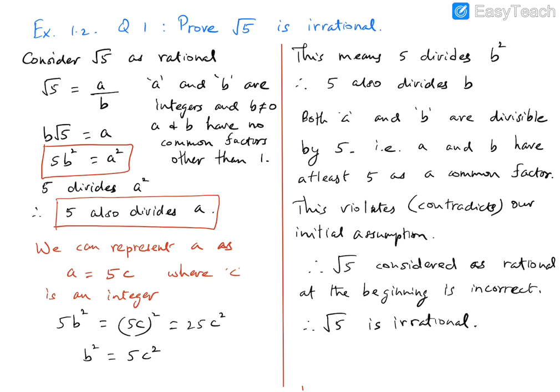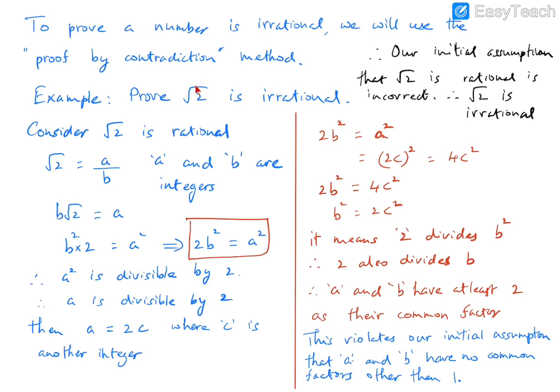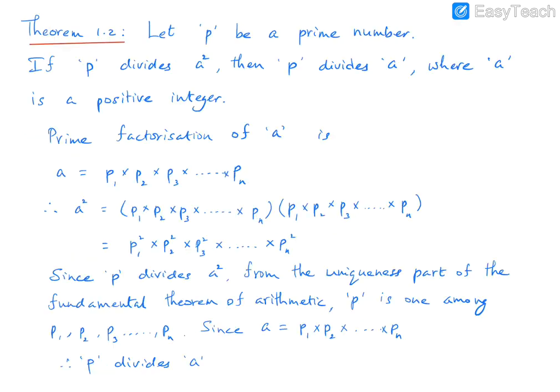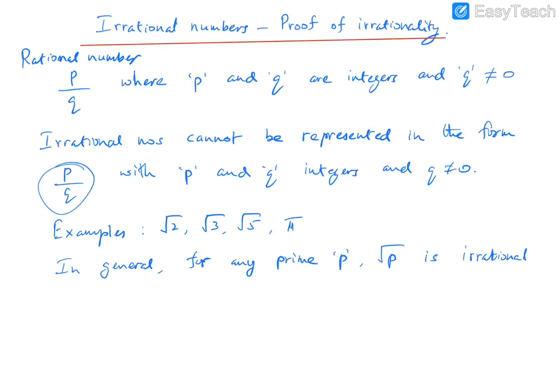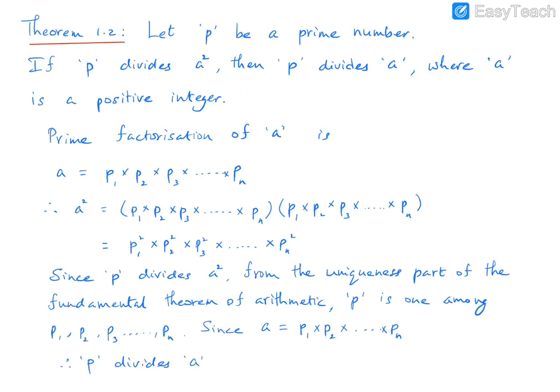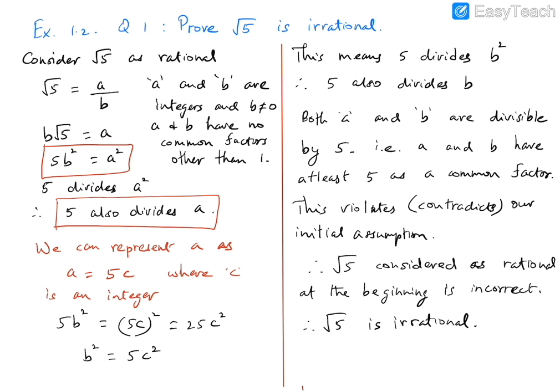Now we have taken individual numbers here. In the previous case we took root 2. 2 is a prime number. Square root of 2 is irrational. And in general, as we mentioned earlier, the square root of any prime number is irrational. So the value p can be 2, 3, 5, 7, 11, 13, whatever. The square root of any prime number is irrational, and we can go on and prove that by the method of contradiction.